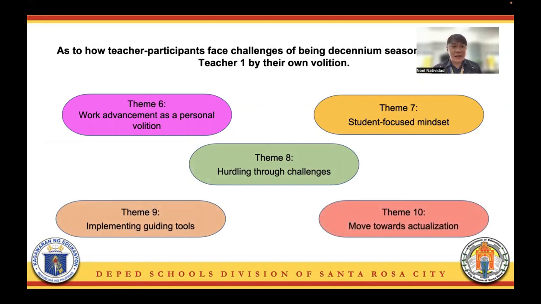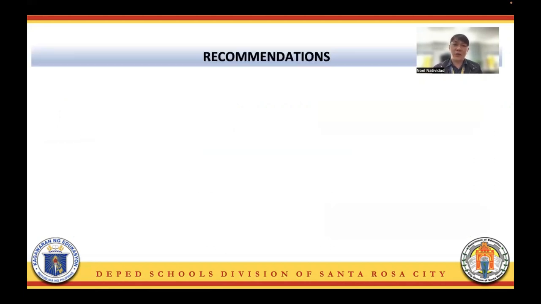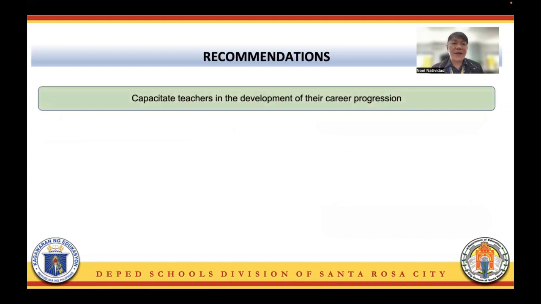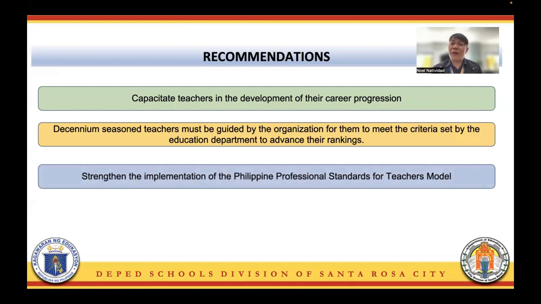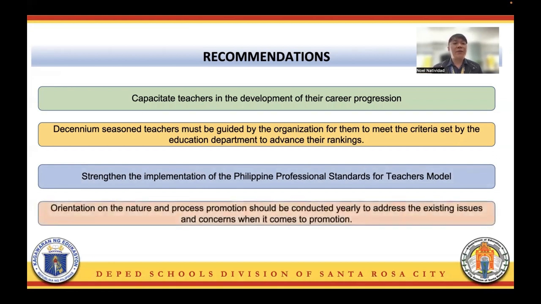After determining the 10 clustered themes, the following recommendations were made. Number 1, capacitating teachers in the development of their career progression. Number 2, the senior seasoned teachers must be guided by the organization for them to meet the criteria set by the education department to advance their rankings. Number 3, strengthening the implementation of the Philippine Professional Standards for Teachers, most especially in the midst of the health emergencies. Number 4, orientation on the nature and process of promotion should be conducted yearly to address the existing issues and concerns when it comes to promotion.